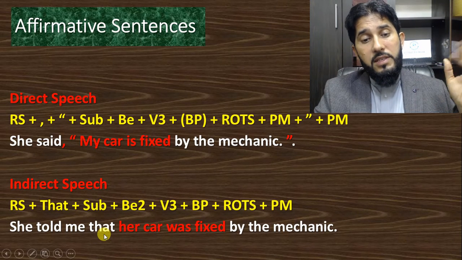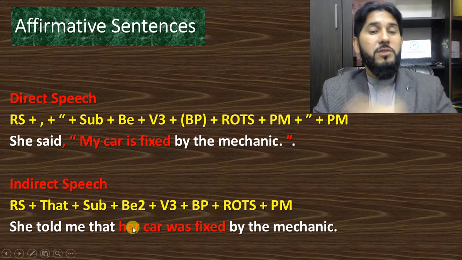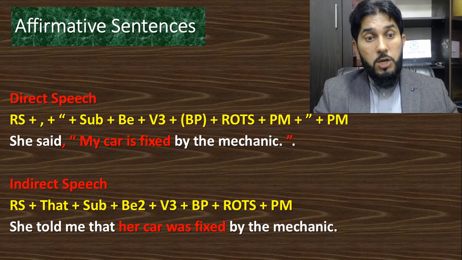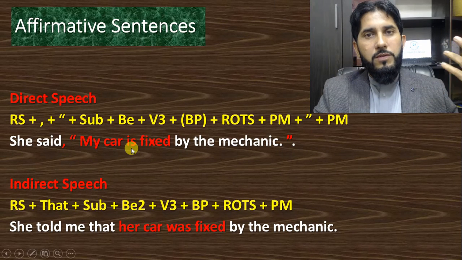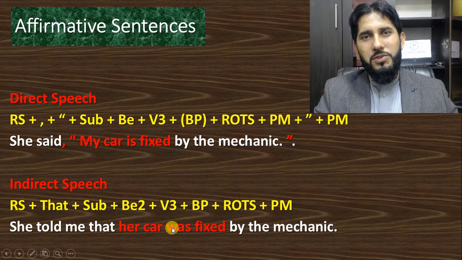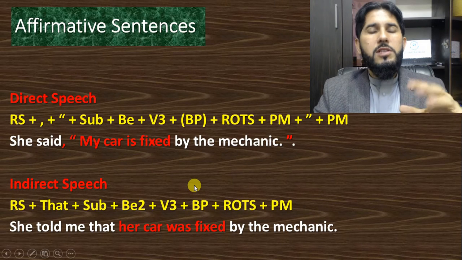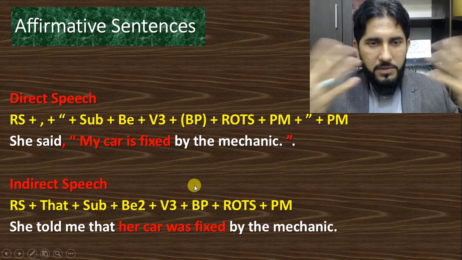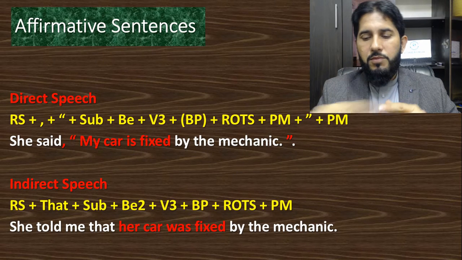She told me that. And my car is changed to her car, because first person pronouns are changed to third person. So my car becomes her car. The to be verb is changed to was, because simple present tense should be changed to simple past tense. Was fixed by the mechanic. So this is how you change affirmative sentences from direct speech into indirect speech in simple present tense.